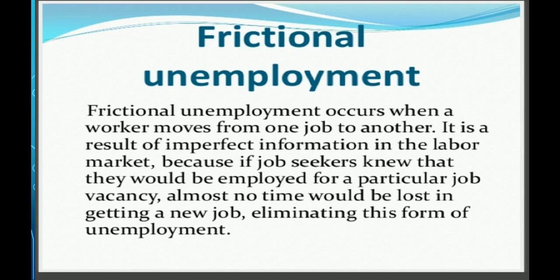Frictional unemployment. Frictional unemployment occurs when a worker moves from one job to another. It is a result of imperfect information in the labor market. Because if job seekers knew that they would be employed for a particular job vacancy, almost no time would be lost in getting a new job, eliminating this form of unemployment.